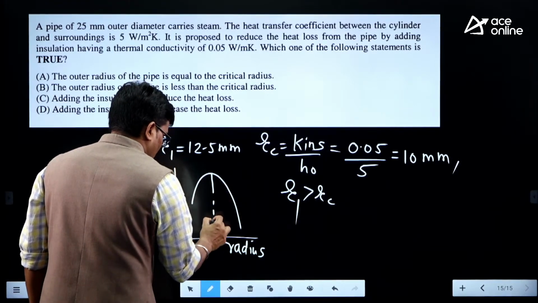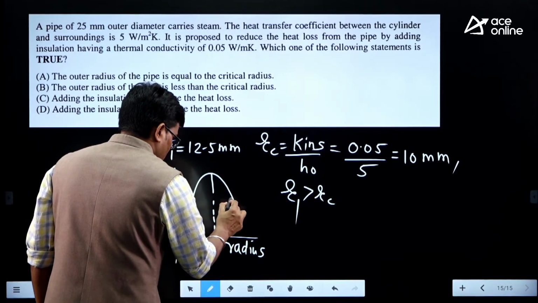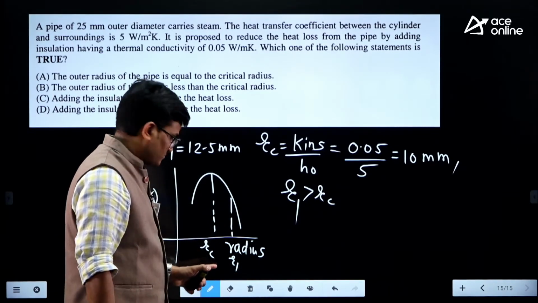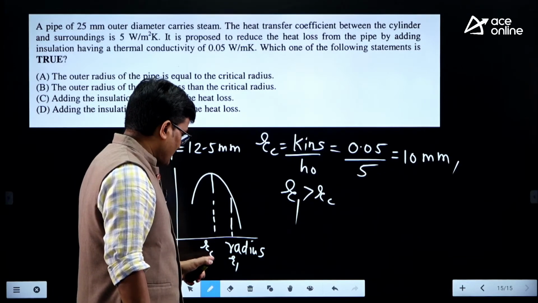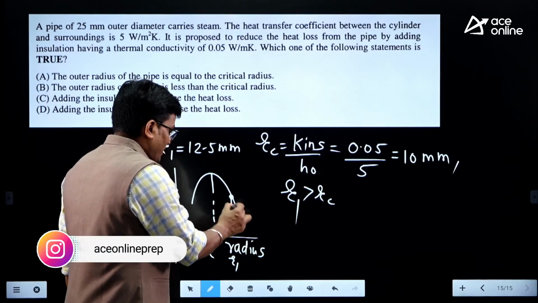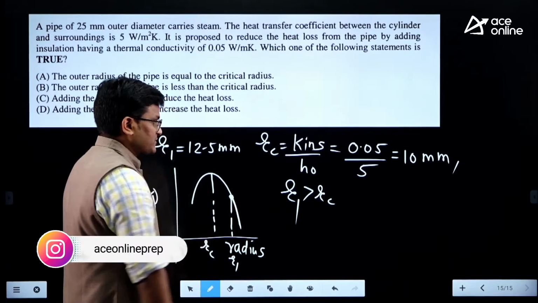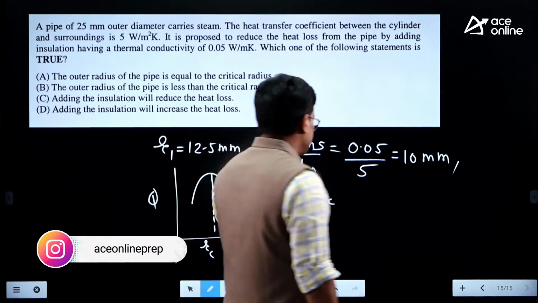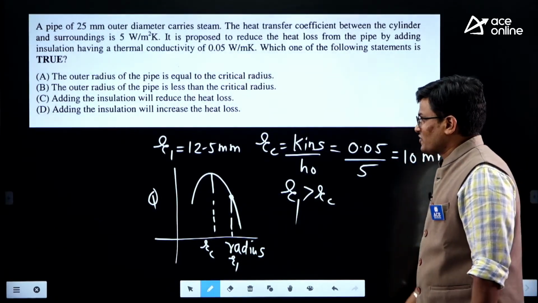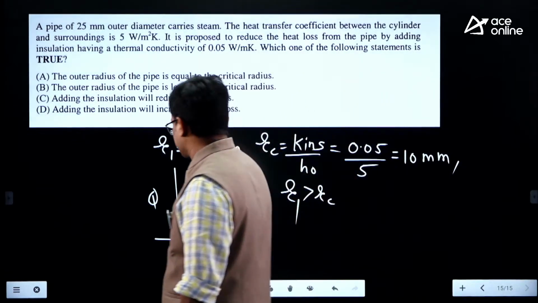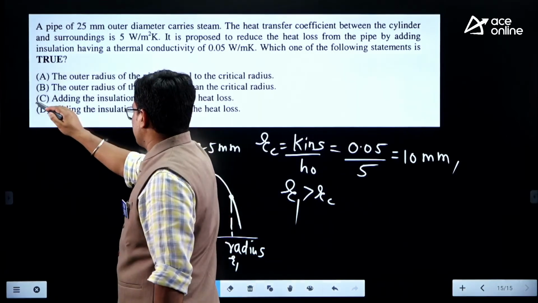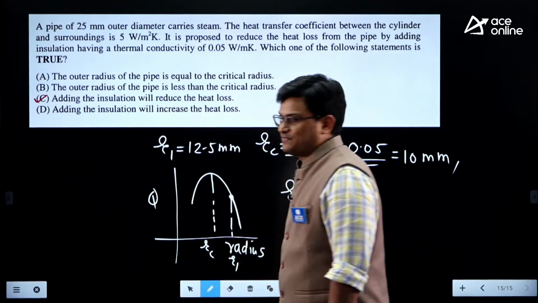So this is your RC, this is your R1. So R1 is already greater than RC. You are already here. If you insulate, then heat loss will always reduce, because your RC is 10 and your R1 is greater than RC. So in that case, it always reduces. Adding the insulation will reduce the heat loss.